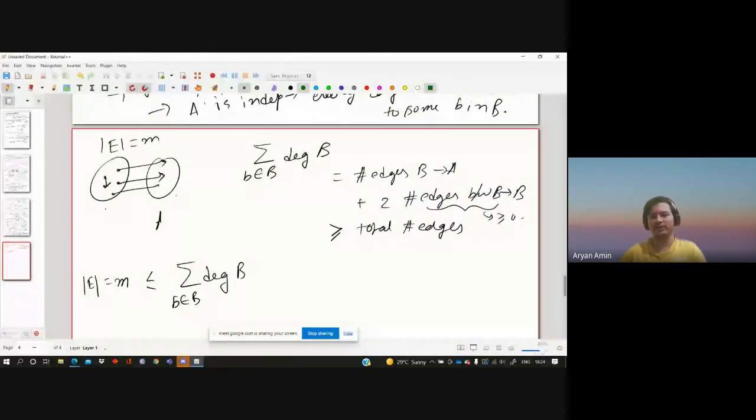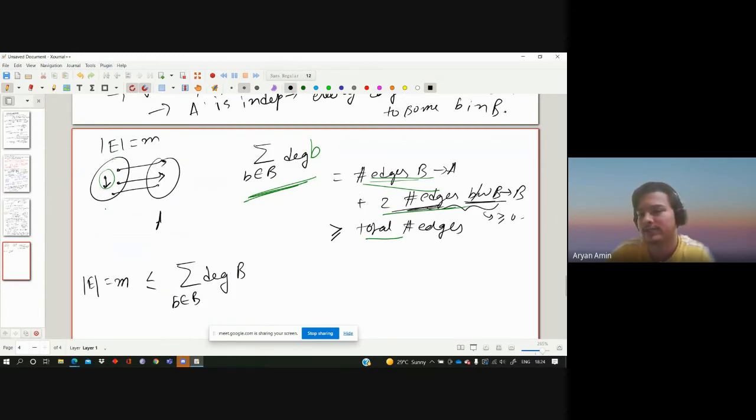We were investigating the quantity, the summation over v belonging to B of degree v. Note that this quantity tells you the number of edges from B to A plus 2 times the number of edges between B and B, right? Because this edge gets counted twice. So in either case, this entire quantity is at least the total number of edges. Why at least? Because this other quantity is always at least 0, right? So we'll just use this inequality.